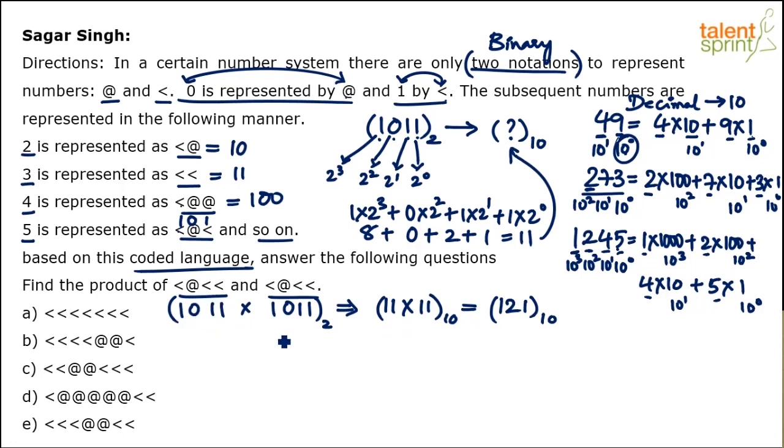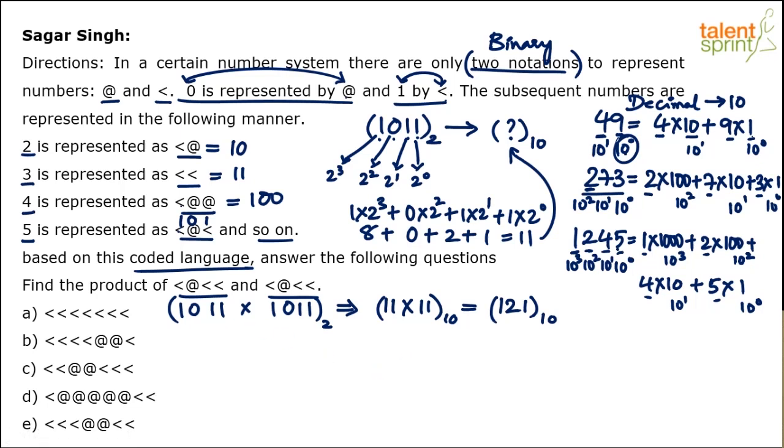This was a binary number. It got converted to a decimal number. We multiplied the decimal numbers and got 121 as a product. But now the question is, how do you convert this 121 to the binary number? What is the reverse process? How do you get the binary number from the decimal number? That's the question. So let's look at that now.